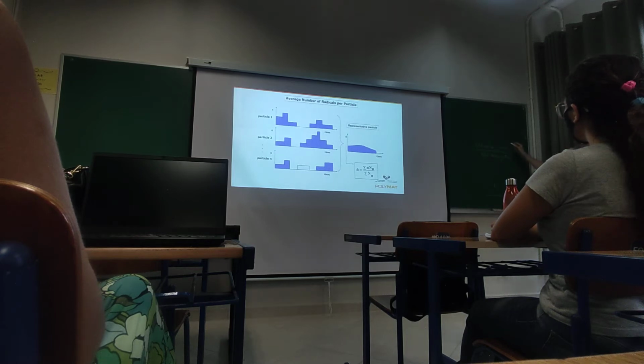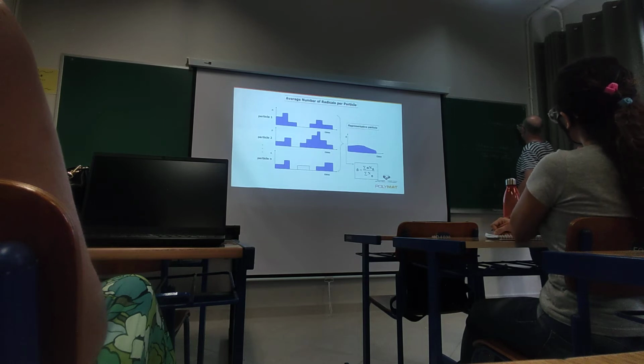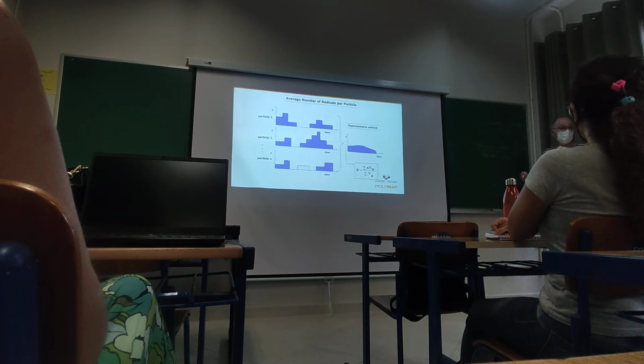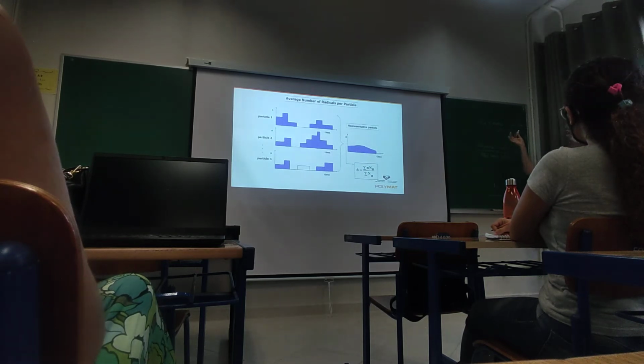The total number of radicals is the summation of n multiplied by Nn, where Nn is the number of particles with n radicals. Okay? So we have N0, N1, N2, N3, the number of particles with different numbers of radicals. If I sum all of them, I have the total number of radicals in all the particles.